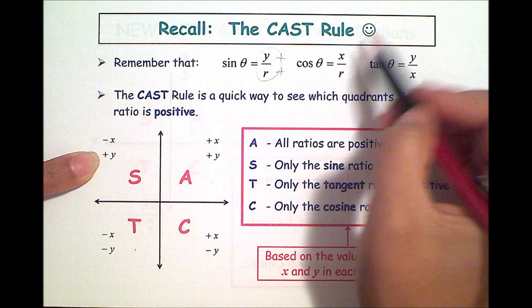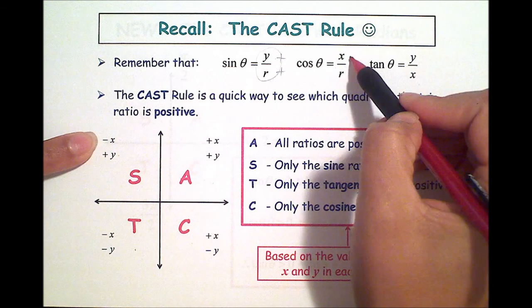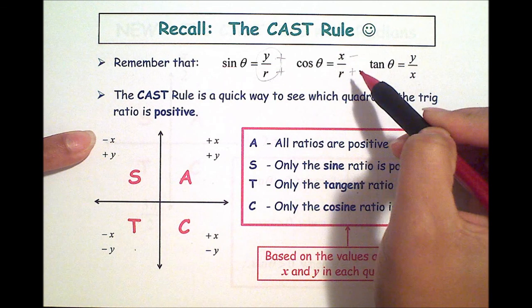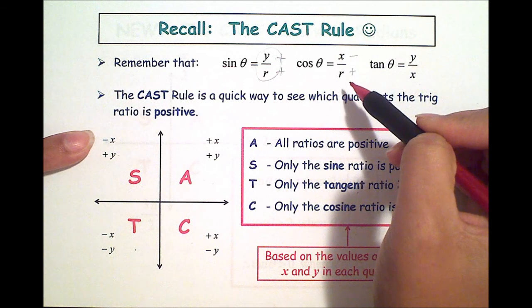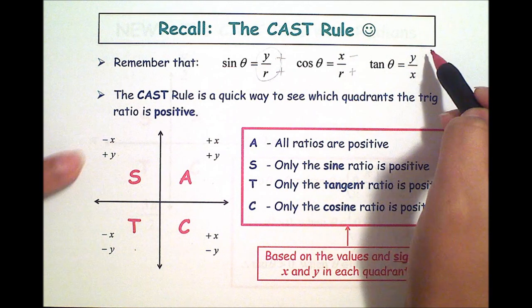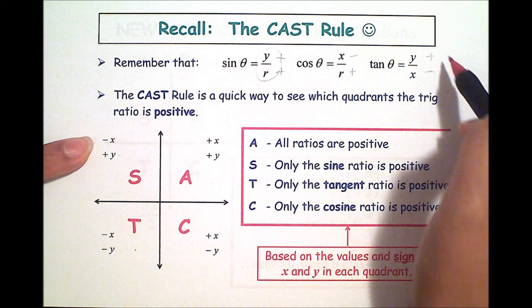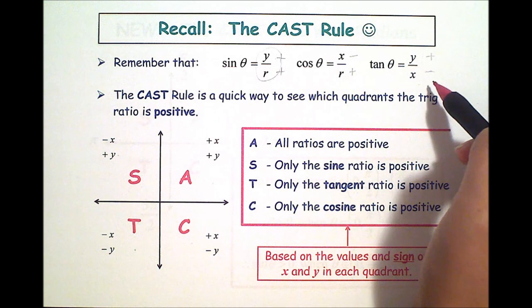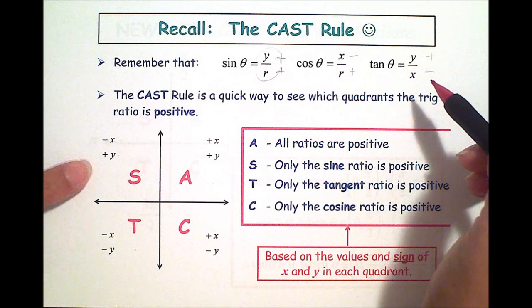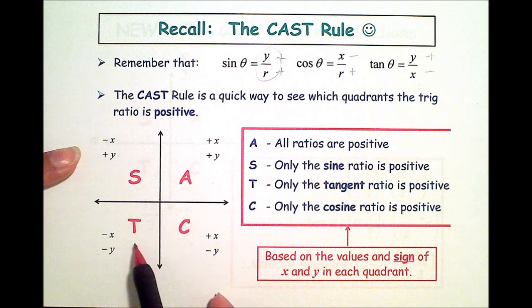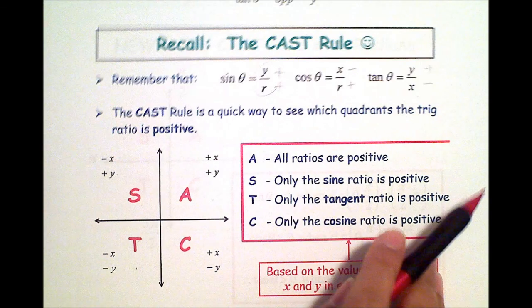Whereas for cosine, x is negative, r is positive, which means a negative over a positive will give me a negative result, and so the cosine ratio will be negative. Same thing for the tangent. I have positive y values but negative x values, and a positive divided by a negative value will give me a negative result, which is why tangent is also negative in this quadrant. Okay, and the same goes for quadrant 3 and for quadrant 4 as well.